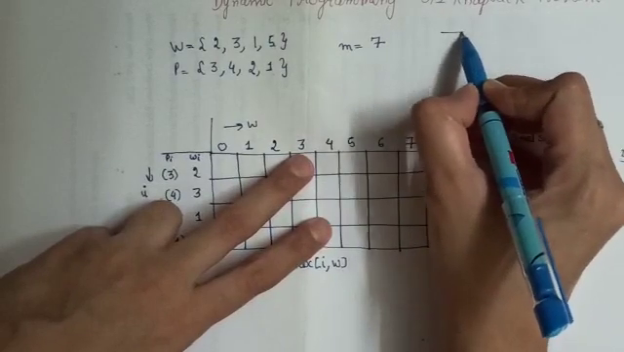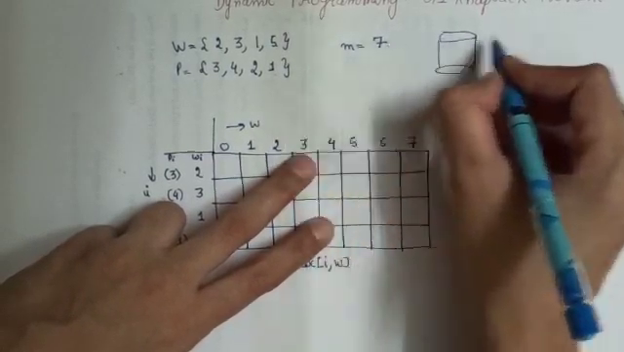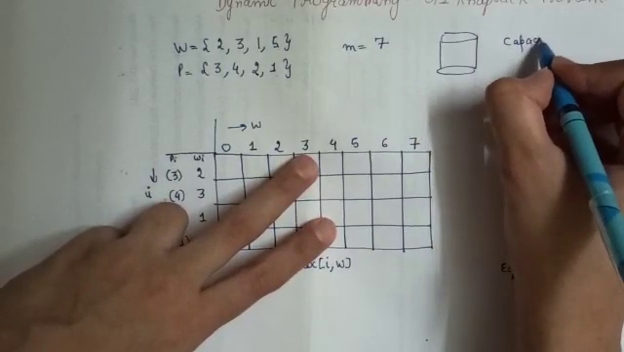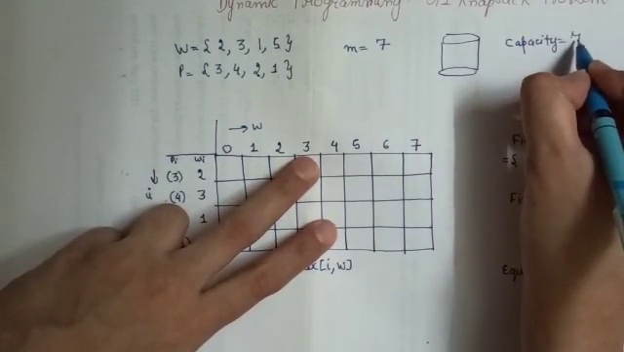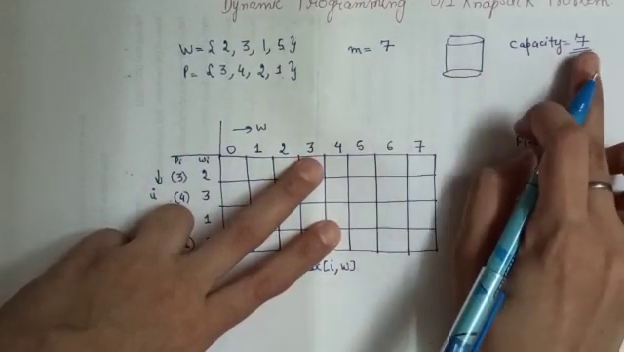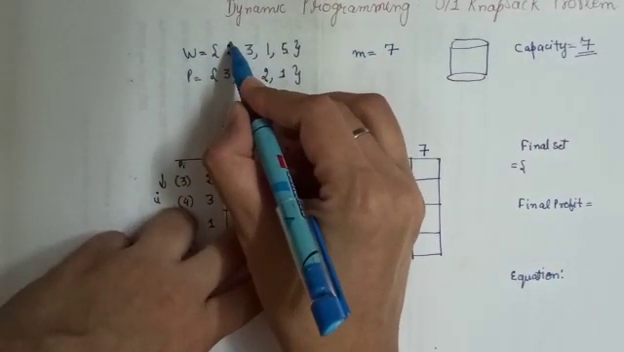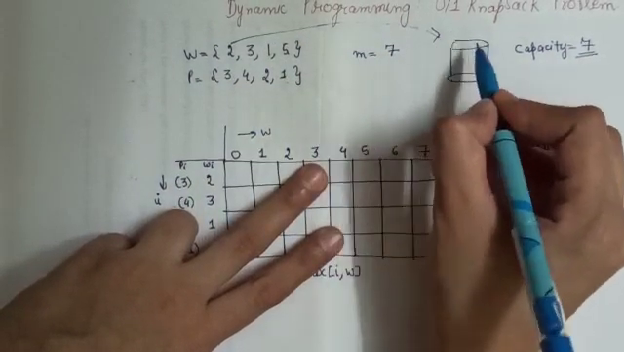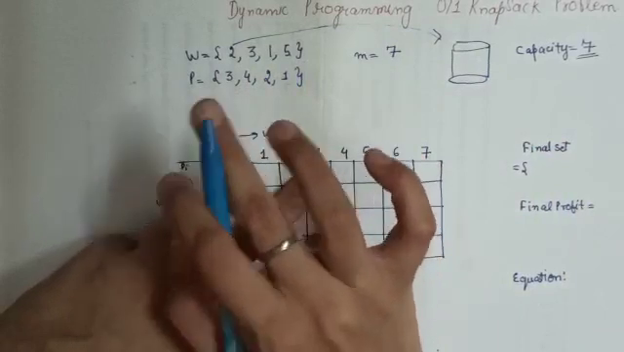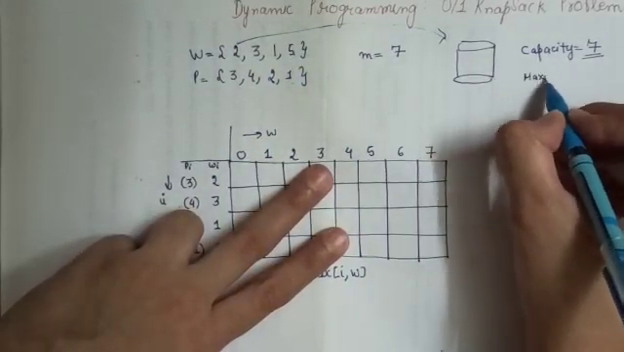We have a bag. Let's say the bag has a capacity of 7. So basically the maximum weight which this bag can carry is 7. Now we have to put these 4 items into this bag such that the profit is maximum. Listen clearly, we have to maximize the profit.